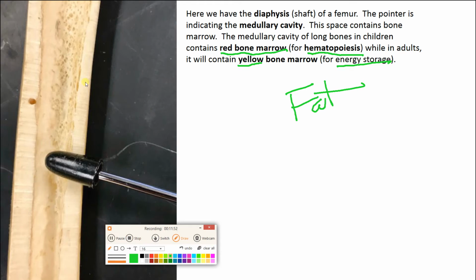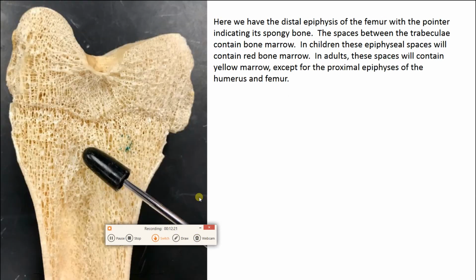Now, this is a long bone here. If you are an adult, you have yellow bone marrow in your long bones, in your medullary cavities. If you are a child, you are going to have red bone marrow. As the kid grows up and older, the ratio of red to yellow is going to change until you're pretty much all yellow as an adult. All right, fantastic. Still on our introductory material here, we're looking at another view of an epiphysis here, another distal epiphysis.